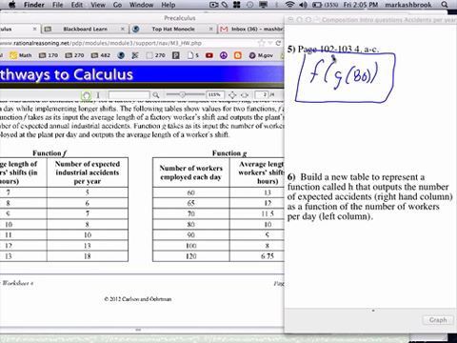Okay? That's an important skill, to be able to look at that and say that it's the output of F when its input is the output of G when its input is 80. So that whole thing is the output of F. It's going to be the number of expected accidents when 80 workers are employed, which is 8 per day.